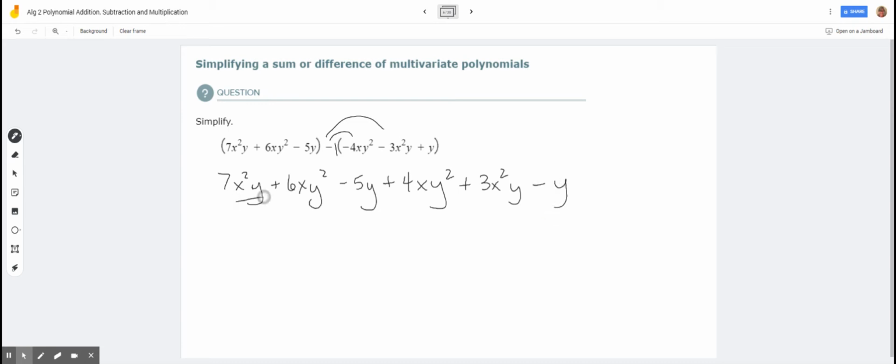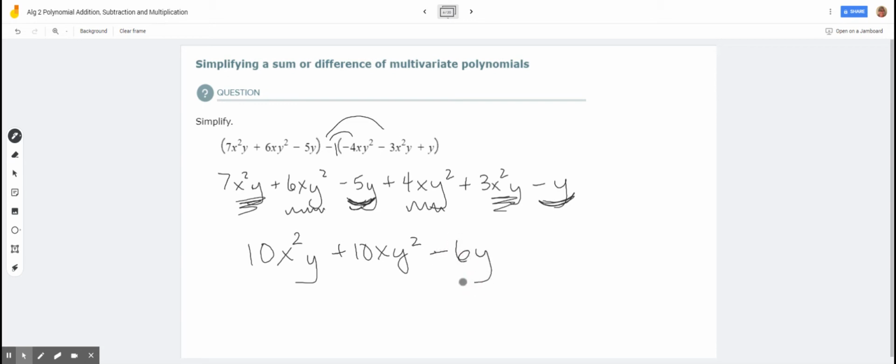Okay, is there any other x squared y's? Here's one. So I have 7 here and I have 3 more here. So altogether I have 10 x squared y's. And then I've got 6 xy squareds and I got 4 xy squared. So I get 10 xy squareds. I've got a negative 5 and I've got a negative 1 y. Negative 5, negative 1 y. Okay, is negative 6 y.